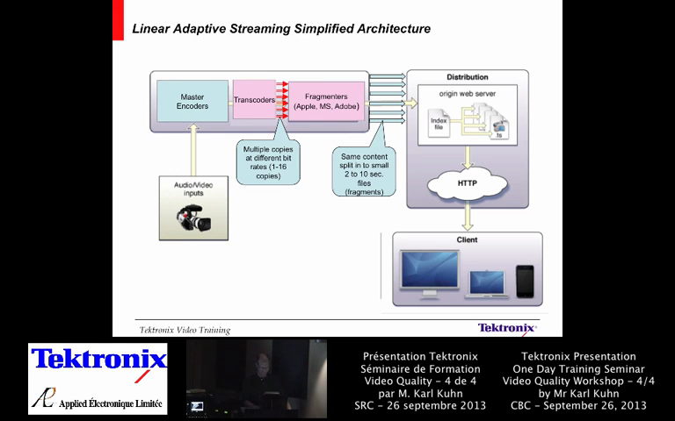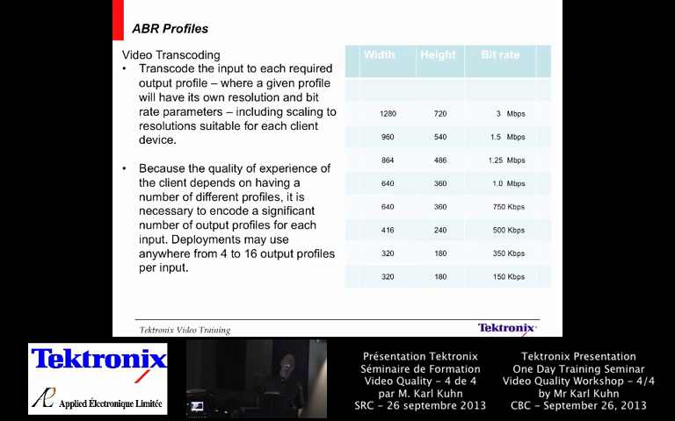Client, people out there looking at their various screens, 3 screens, whatever, we're going to be at 10 screens before you know it. Adaptive bitrate profiles. Profiling, in my mind, is always the processing toolbox. Level is the lines, the actual picture oriented. So you can see there's different screen sizes, bit rates. Deployments may use anywhere from 4 to 16 output profiles.